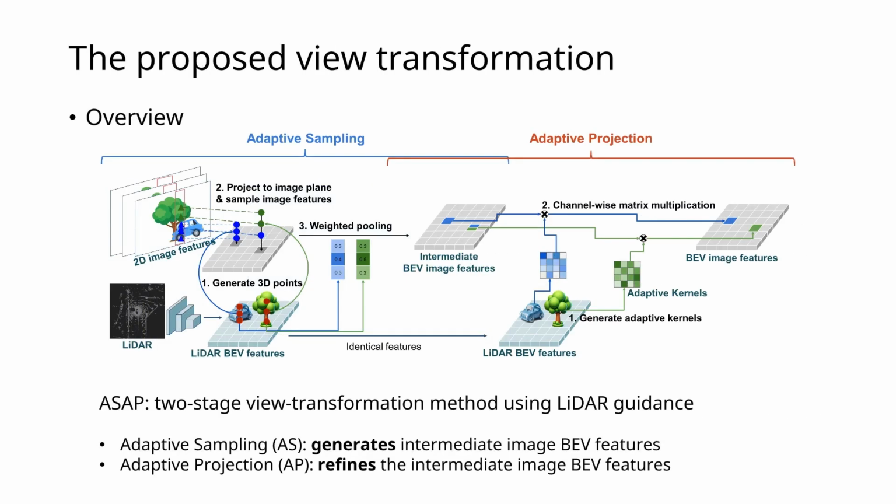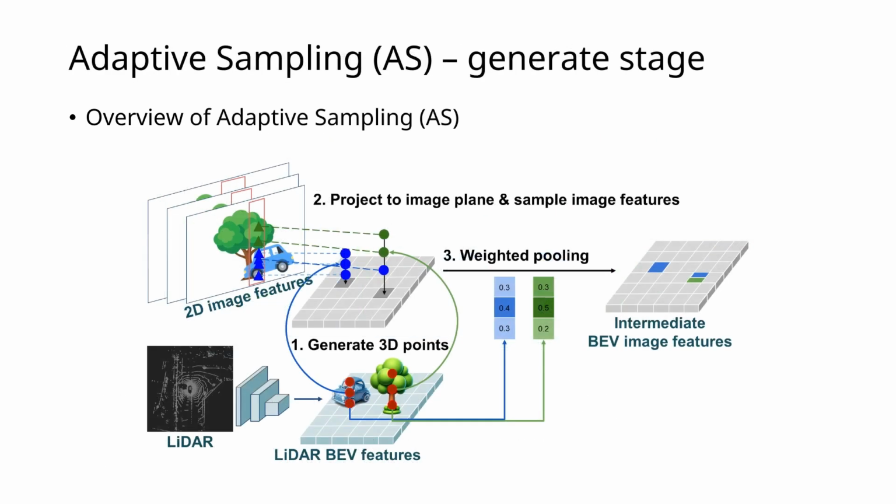The proposed view transformation follows a two-stage strategy. In the first stage, adaptive sampling, an intermediate BEV feature map is generated from 2D image features. In the second stage, adaptive projection, this intermediate BEV feature map is further refined. The following slides will walk through each stage step by step. The first stage, adaptive sampling, generates an intermediate BEV feature map. This stage is similar to the query-based method introduced earlier.